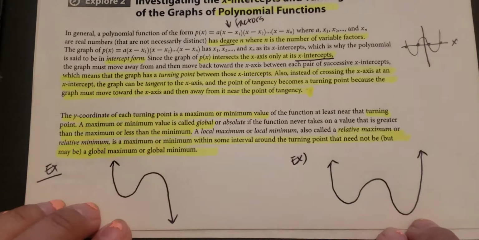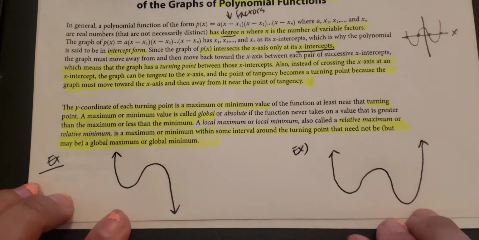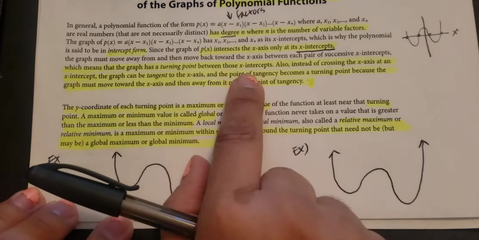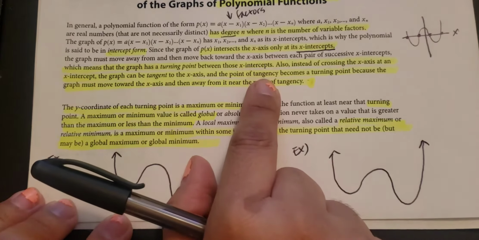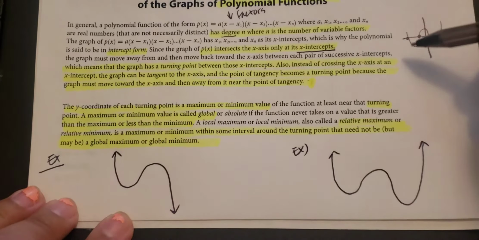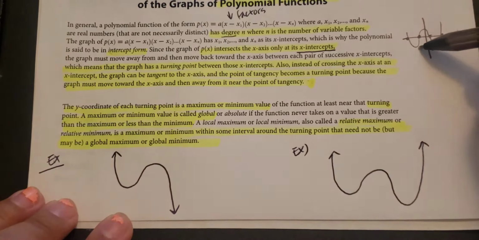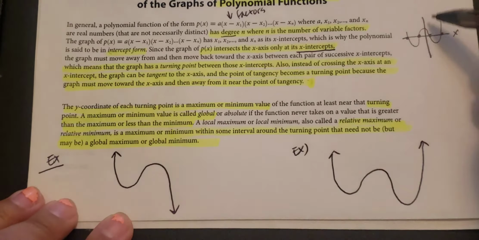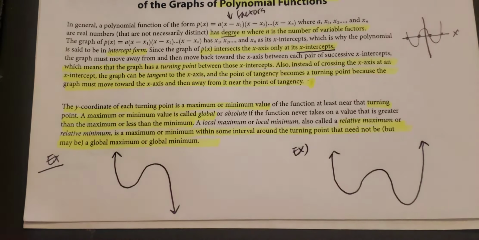All right, then the other thing is it's going to have turning points, okay, between those x-intercepts. Now, if you're thinking, what are turning points? Well, remember, I was calling these waves. It goes down and then up and then down and then up. So where it changes direction, those are turning points.